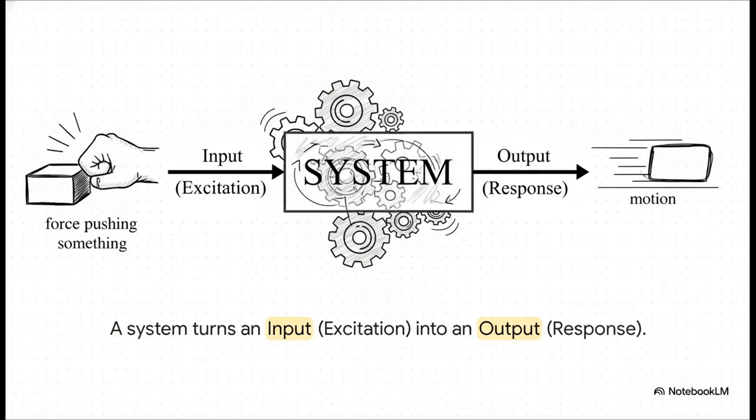And this brings us to a really basic idea: cause and effect. We call the cause an input, or if you want to get technical, an excitation. Think of it like a push or a force. This input acts on our system, and the effect? Well, that's the output, or what we call the response, which in dynamics is usually some kind of motion. It really is that simple. Something happens to the system, and the system does something in return.